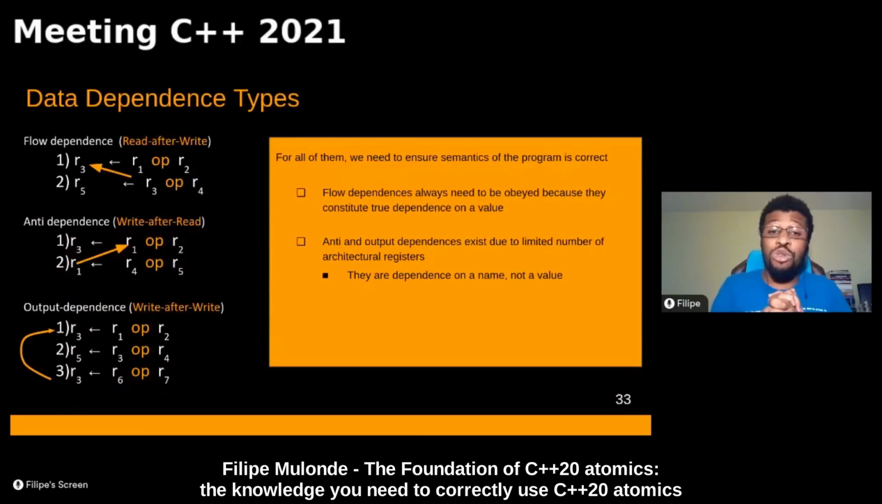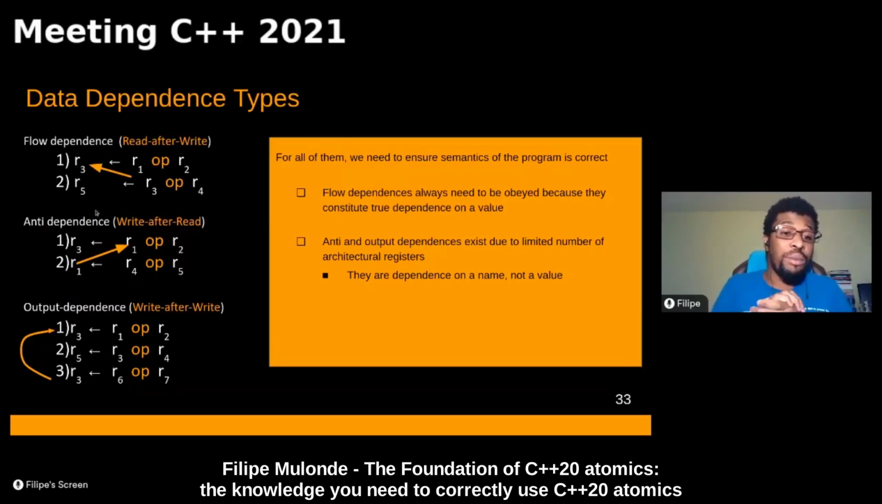So for the rest of the talk, it's important to understand data dependencies. And we have three types of data dependencies. There are flow dependencies, that's a read after a write. Here, the first instruction is writing to register number 3, and the second instruction is reading register number 3. So we have a true dependency over here because the second instruction cannot execute until the first instruction completes, because it needs the value that will be written by instruction number 1.